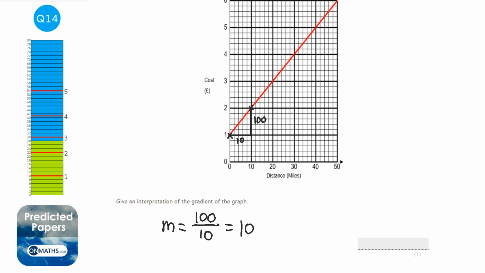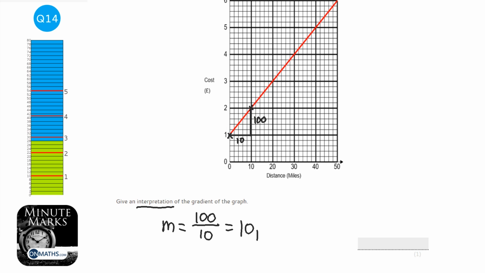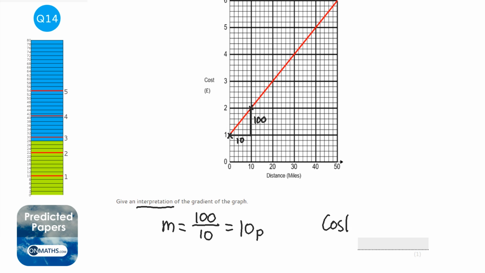Now, it says give an interpretation, so we haven't finished answering the question. What does that mean? Well, it means for every 1 mile that we've gone, it's going to cost 10 pence. Now remember, I converted this into pence, so instead of in pounds, it's going to be pence. So the gradient is the cost per mile. And I'm going to put in brackets 10p.